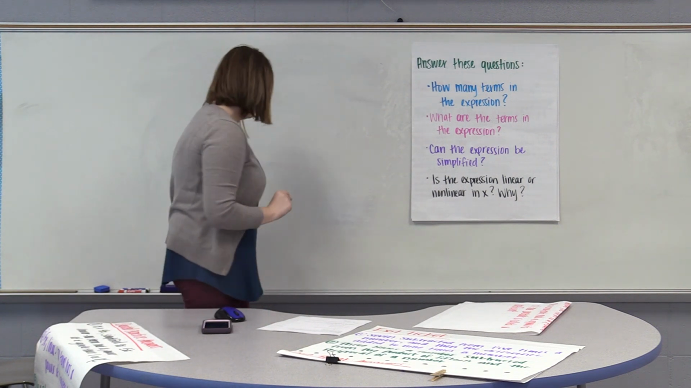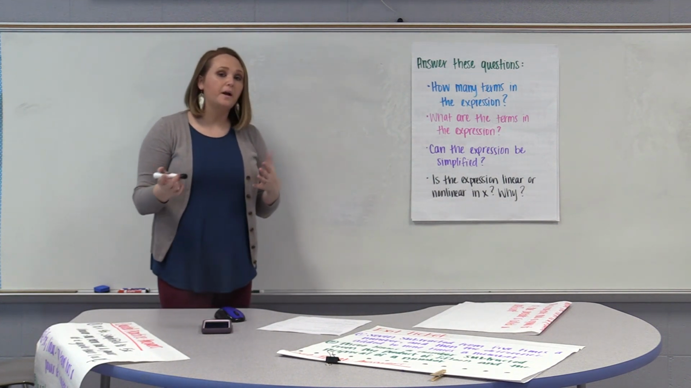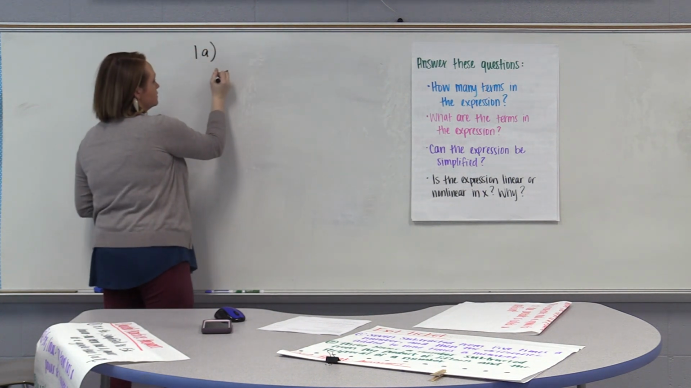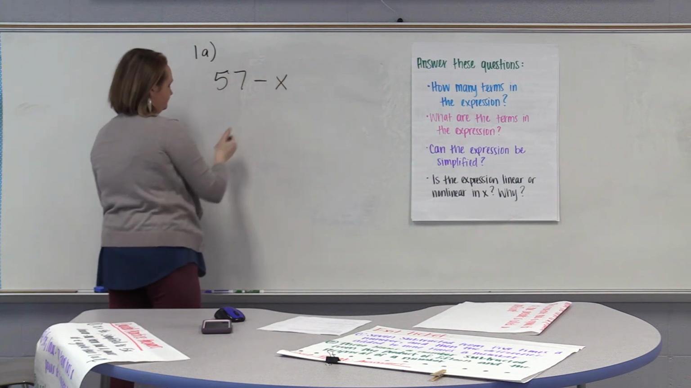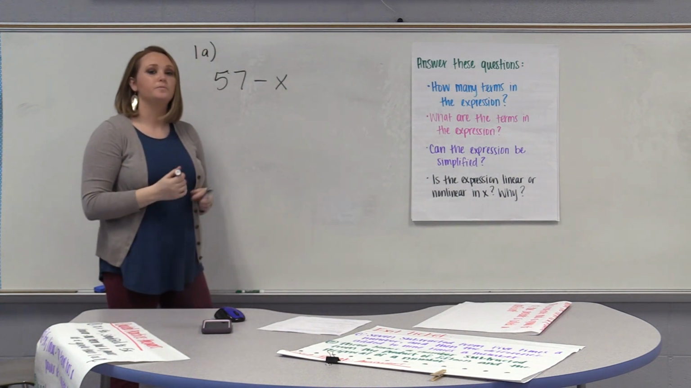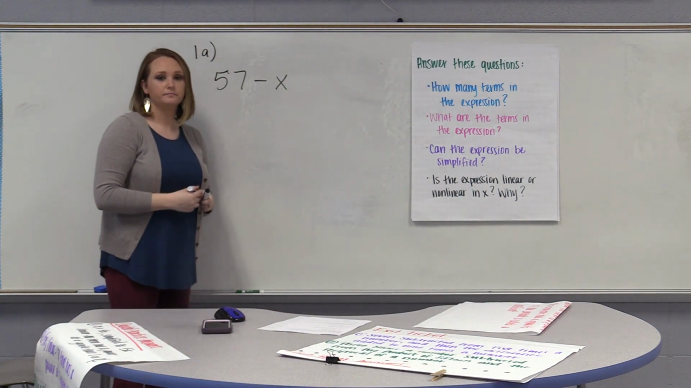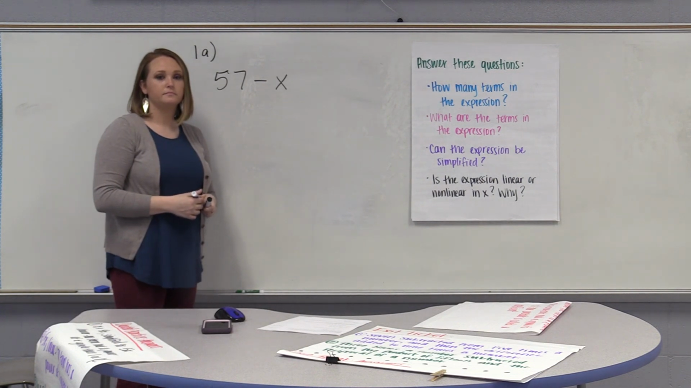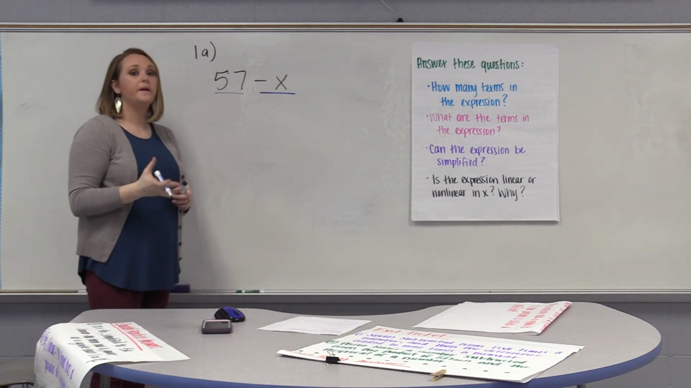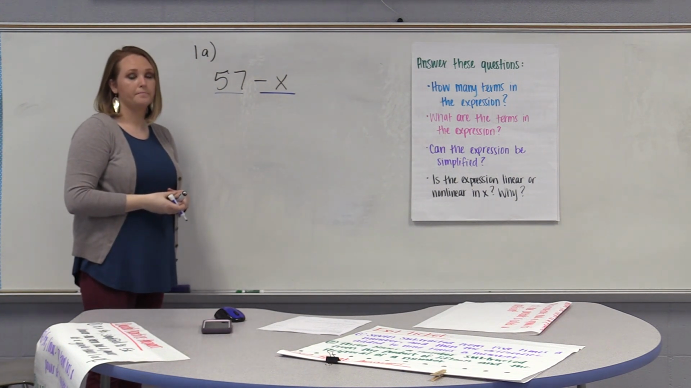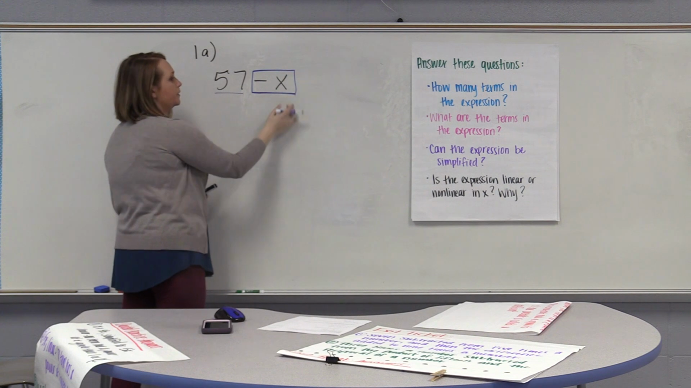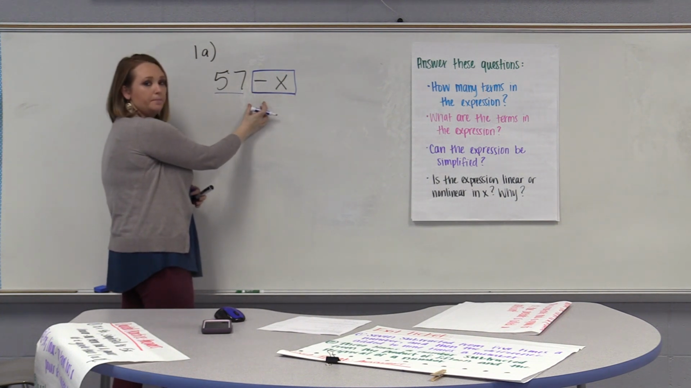All right, let's take a look at example 1a. Please feel free to write this in your notes as well. Here's example 1a. So let's go through and answer these following questions. How many terms do you see in this expression? Great, 2. What are the terms? 57 and negative x. It's super important that you take the sign that's in front of the term.